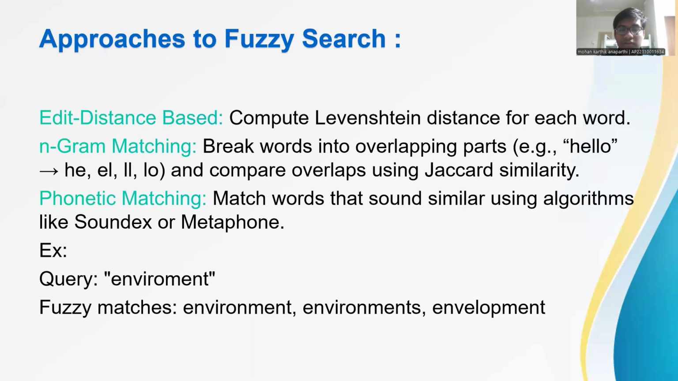The n-gram index breaks the words into overlapping parts. For example, here hello is a word. Here we break the word hello into overlapping parts and compare their similarity scores using Jaccard similarity. Now let us see the next type, which is phonetic matching. Here, words which sound similar are matched using algorithms like Soundex and Metaphone. For example, for the query environment, the fuzzy matches are environments and envelopment.